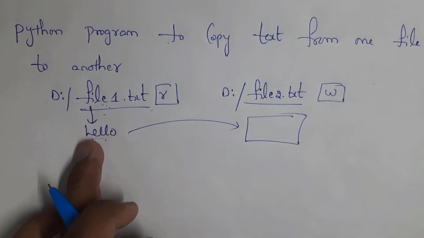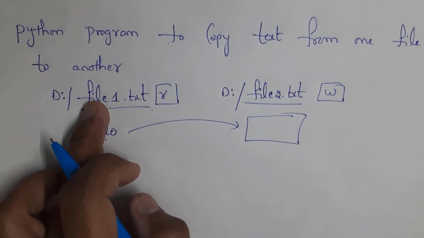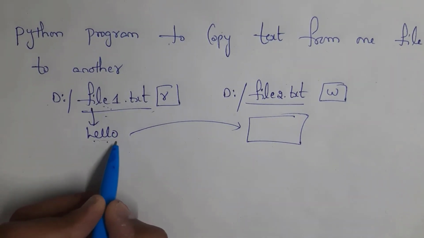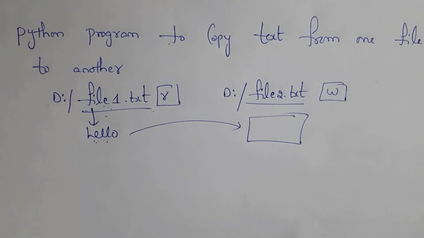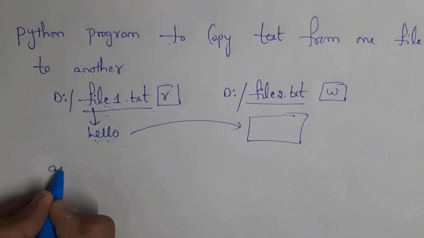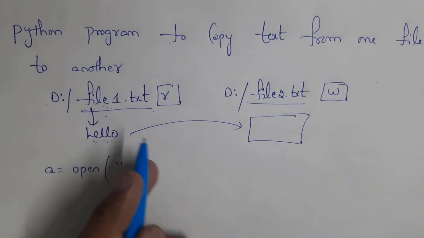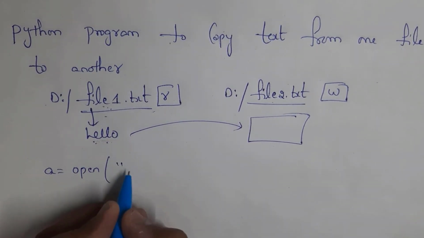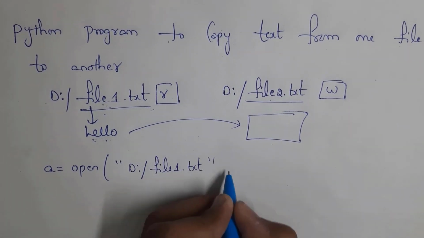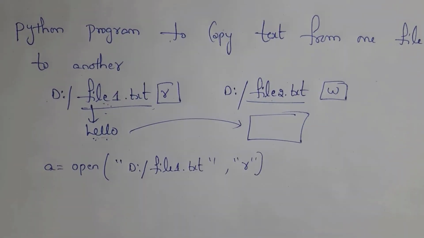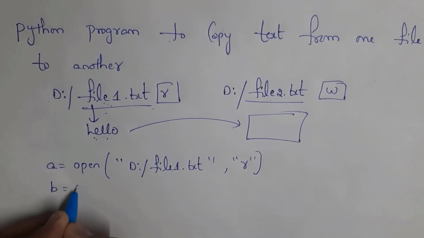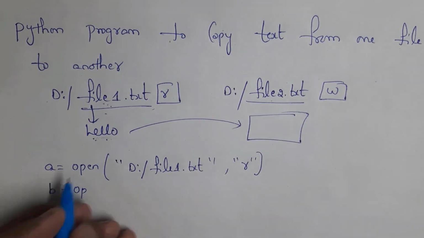At first we need to read this data, so you need to open file1.txt in read mode. And next, we need to write data which is present in file1.txt to file2.txt. So open file2.txt in write mode. Write a equal to open. At first we need to open file1.txt in read mode. So in double quotations write local disk D, file1.txt, in read mode, because at first we need to read this data. And similarly take another object, that is b, and open this file in write mode.